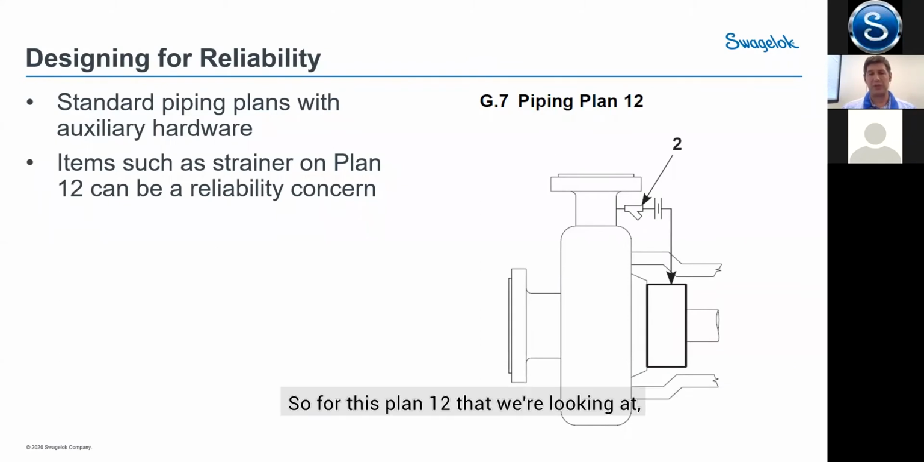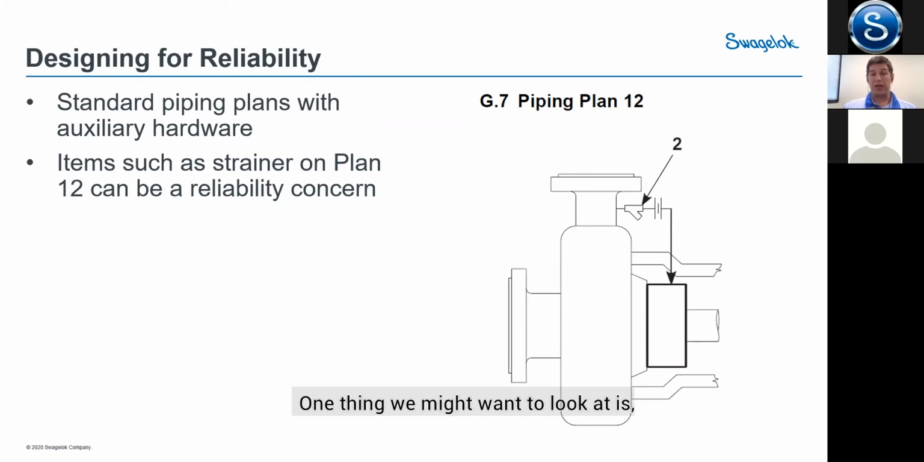So for this plan 12 that we're looking at, we've showed the strainer and the orifice plate, and then going to the seal itself off your process line. There's no way to know about the health of that strainer, whether it's plugged or not. And so without a proper PM schedule, it might go too long and cause a seal failure.